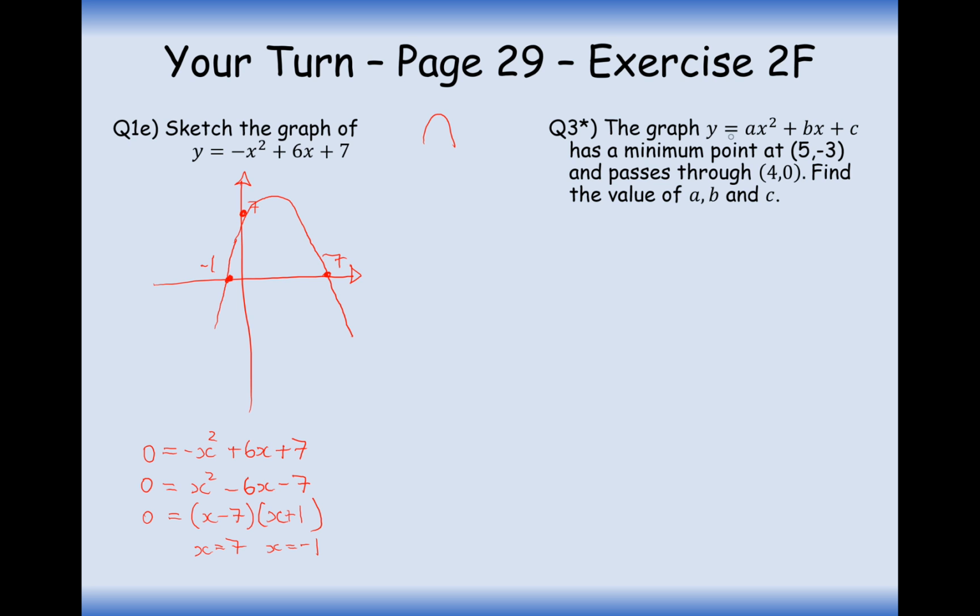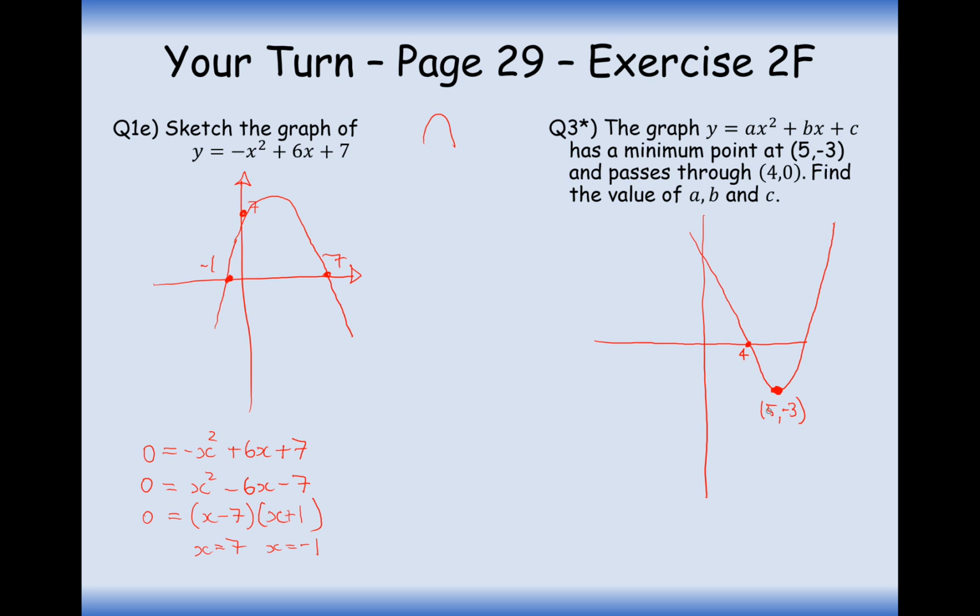Okay, for the next question, the graph y equals, and we don't know the equation, has a minimum point at (5, -3) and passes through the point (4, 0). So let's plot those two coordinates on first. (5, -3) is here and (4, 0) is here. And it goes through these two points here. This is the minimum point here.